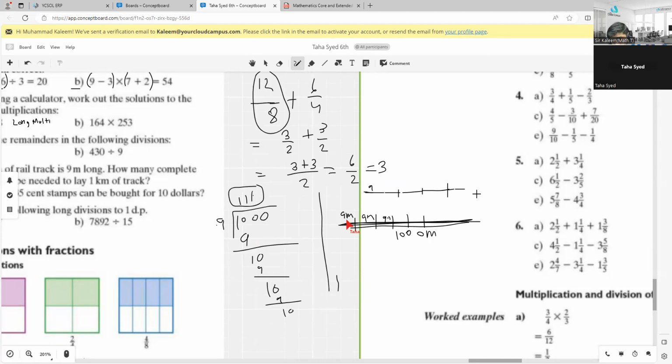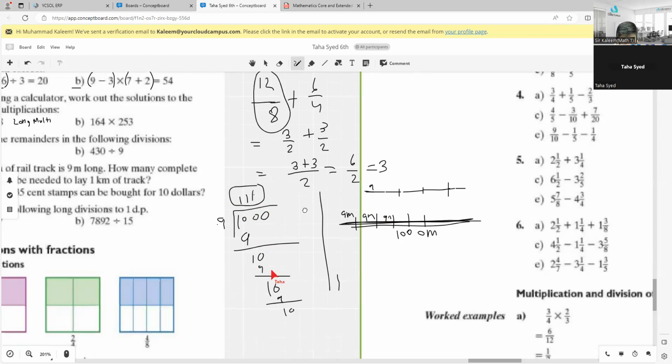Taha, did you understand? So I use another method. Instead of doing this like 9 plus 9 plus 9 plus 9, I just divide 1000 by 9. Means how many parts do we have in 1000? So the answer is 111. Sir, can you explain me the division? Because I don't understand the division.